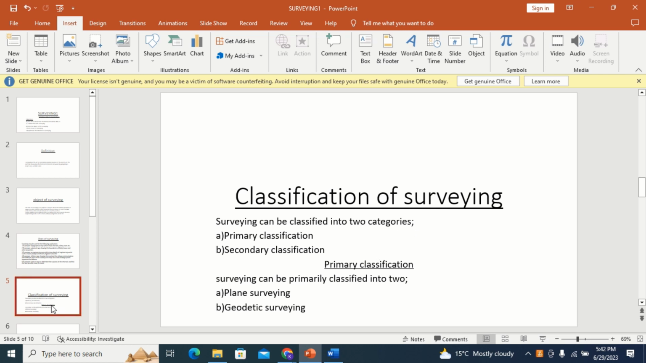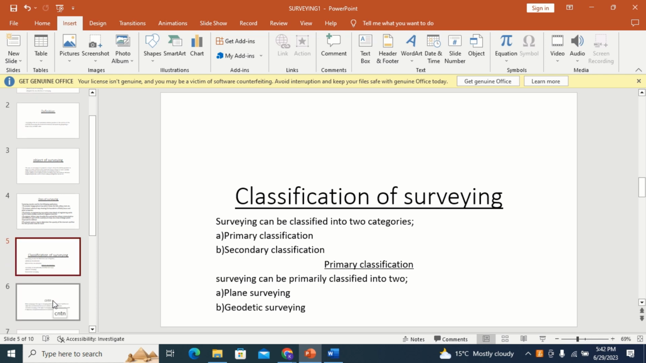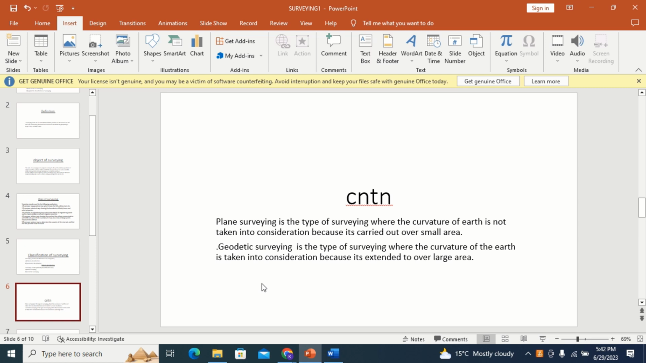To begin by looking at what the two entails, plain surveying is the type of surveying where the curvature of the earth is not taken into consideration because it is carried out over a small area, while geodetic surveying is the type of surveying where the curvature of the earth is taken into consideration because it is extended over a larger area.